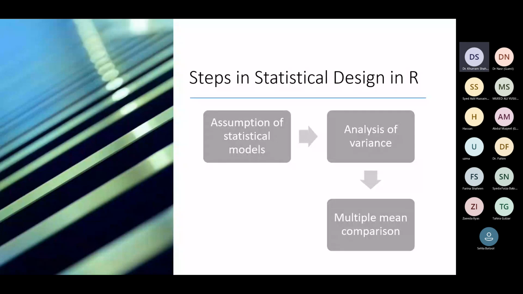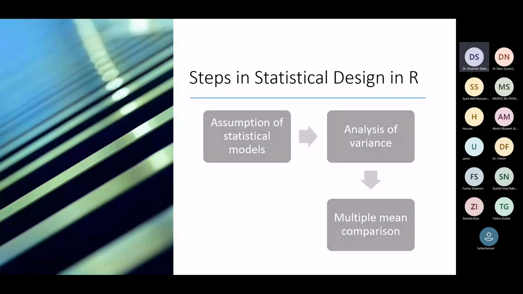Okay. Then the main thing is that when we do statistical analysis in R or other software, three things are very important. If you want the right conclusion from your data, you have to follow them. Normally we see that some people do not check the assumptions of statistical models, and they directly move to the analysis of variance and then the multiple comparison test. The assumptions of all models I discussed with you, linear models, analysis of variance models, and all models.